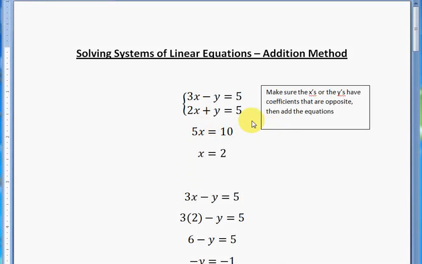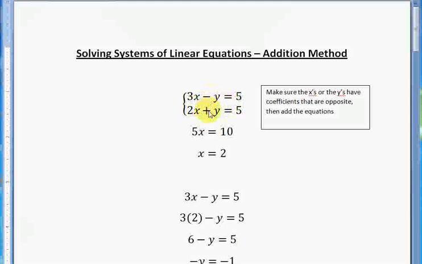Now the addition method is very simple. You put your two equations in standard form. Standard form is ax plus by equals c. And in this case, what you're trying to do is look for a pair of variables, either your x's or your y's, that have opposite coefficients. So in this case, I have 3 and 2 for my x's, but I have -1 and +1 for my y's, so they're already opposites. So I've accomplished what I wanted to already.